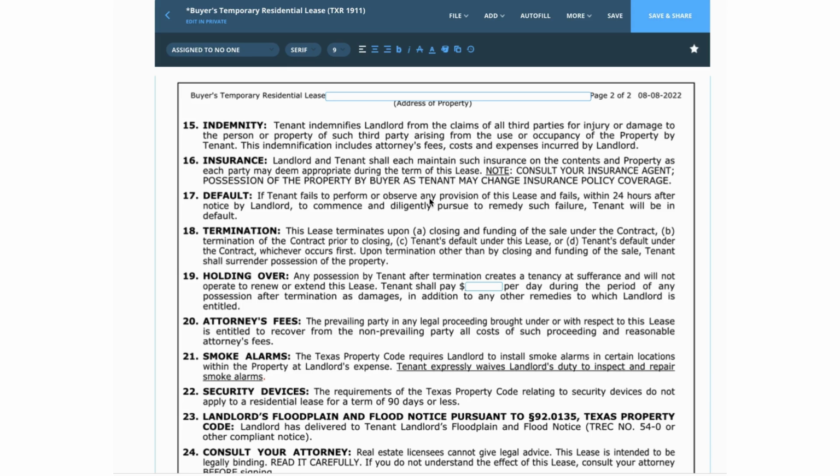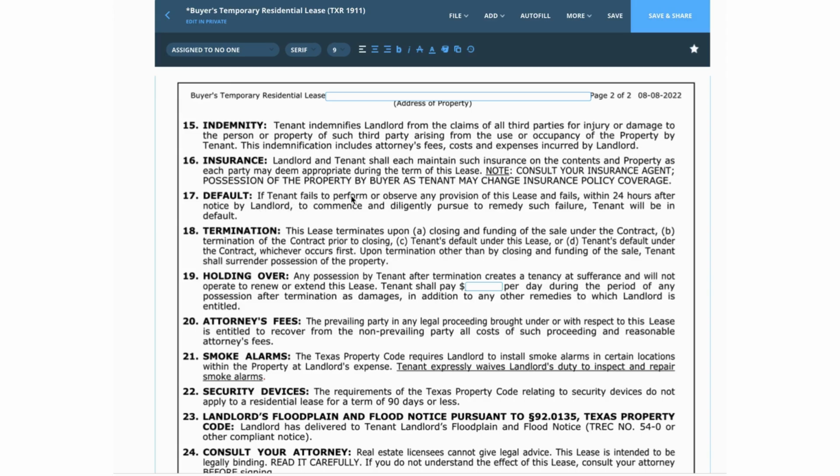Insurance: landlord and tenant shall each maintain their own insurance, in other words. Consult your insurance agent. Possession of the property by buyer as tenant may change insurance policy coverage. You see that's all capital. It's very important to talk to your insurance provider about that. Default, I think we went over that.